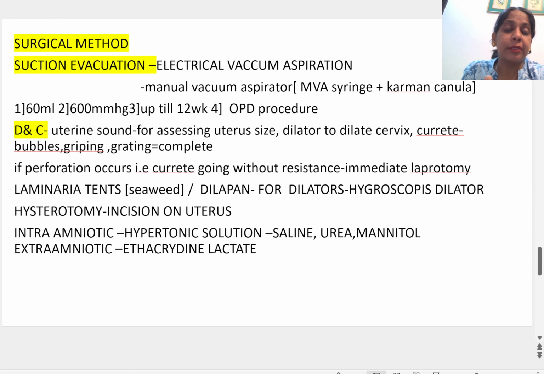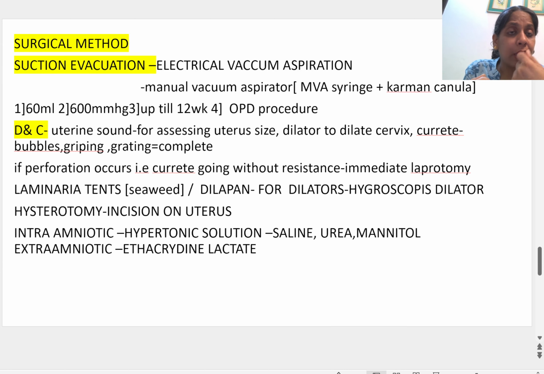No anesthesia is usually required. Another procedure which we do is D&C. Here we dilate the cervix with a dilator, and then we curette it and expel the products. So what indication will tell us that all the products have been expelled?